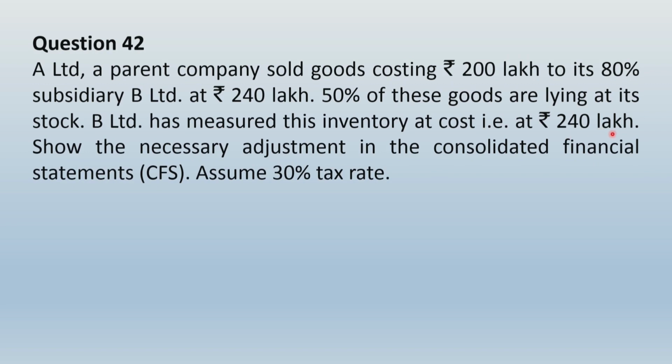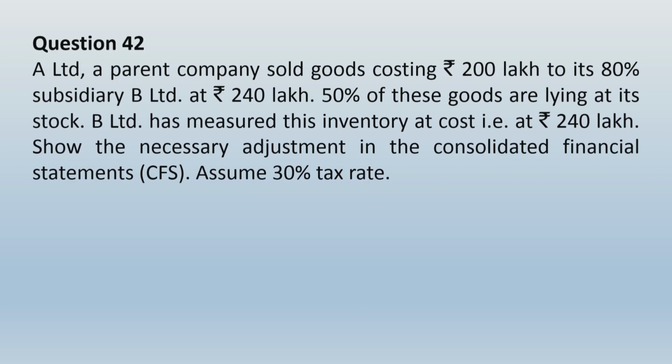So if the tax base value is greater than the carrying amount, what would simply happen is it will result into a deferred tax asset, and the amount of deferred tax asset will be 30% of the unrealized profit, whatever you are going to eliminate. So you are going to eliminate 20 lakhs of profit, and 30% of that would result into a deferred tax asset. So the amount of deferred tax asset will be obviously rupees 6 lakhs.